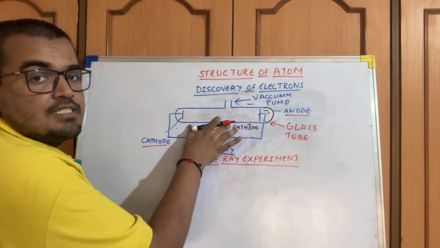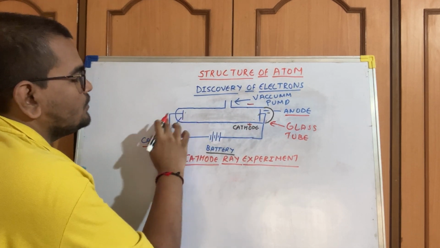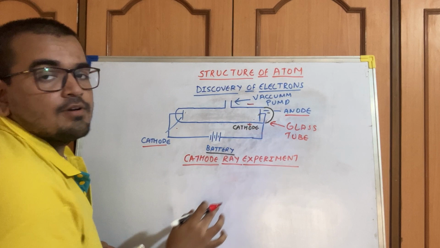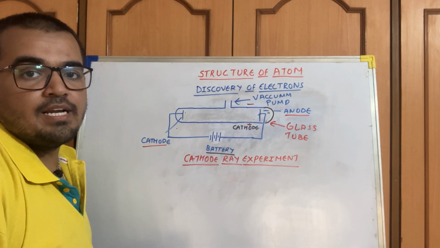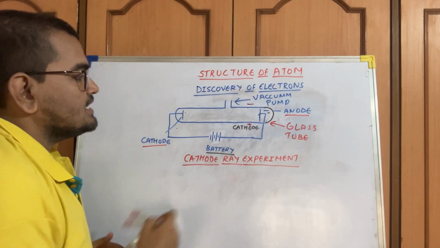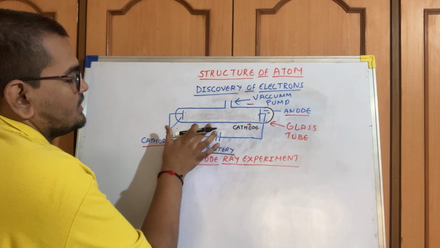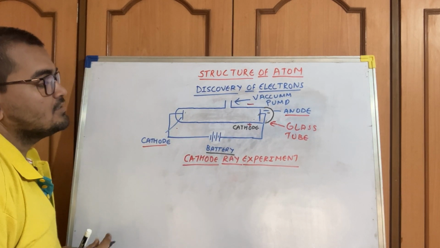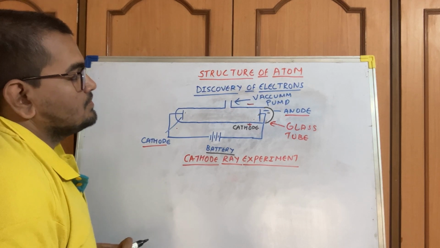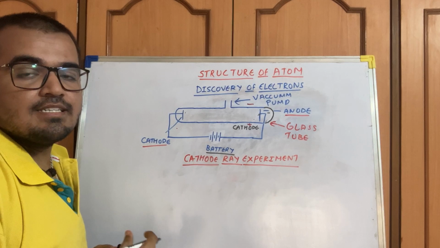This is the discharge tube made of glass, or glass tube, containing two electrodes, a cathode and anode. This glass tube is connected to a vacuum pump to maintain the pressure of the gas inside the glass tube. The terminals are connected to a battery. Now suppose this discharge tube contains a certain gas.